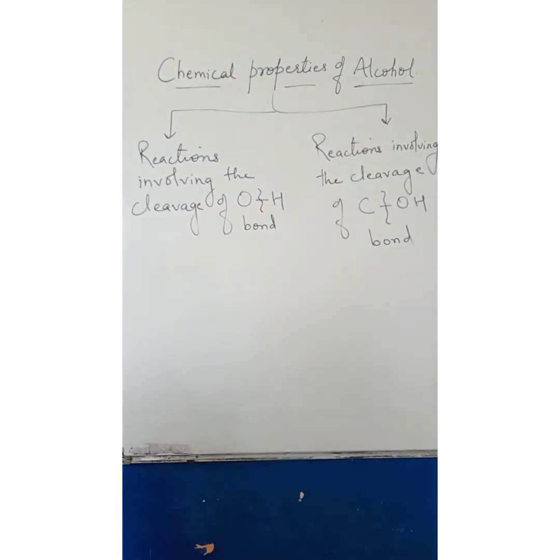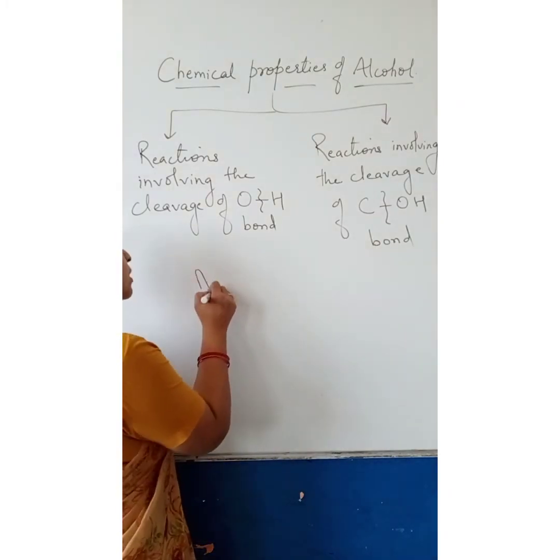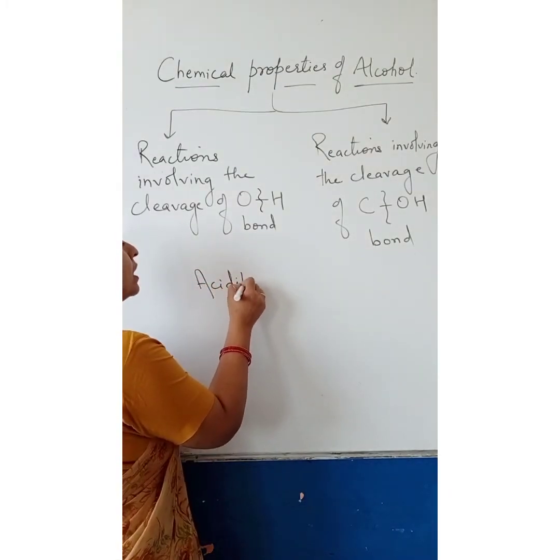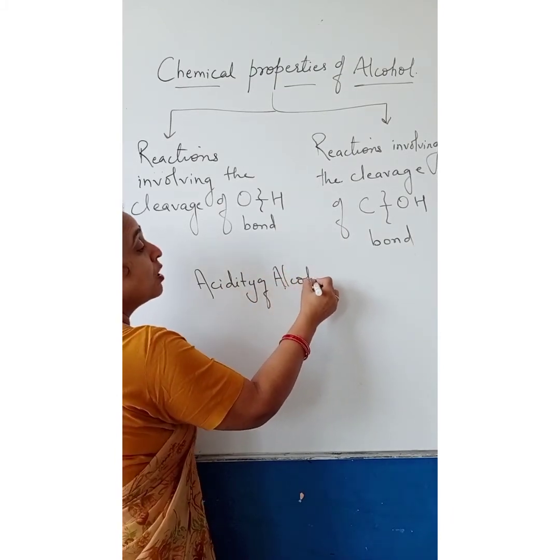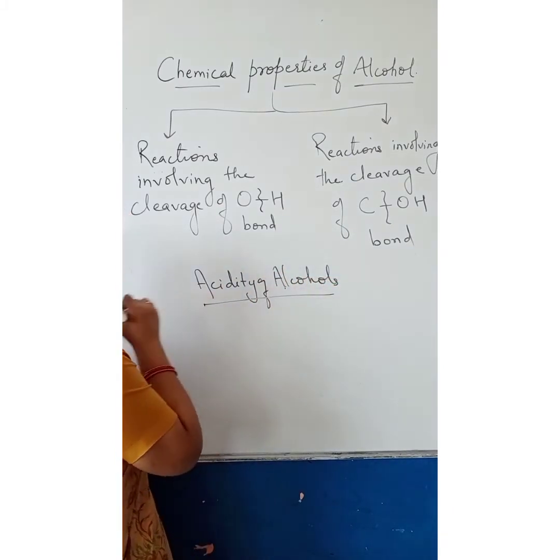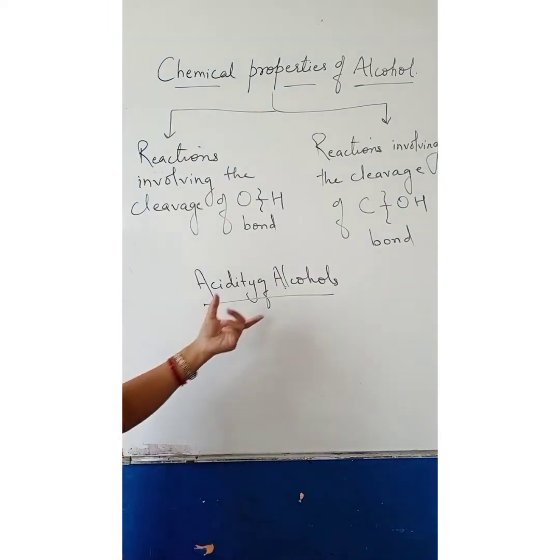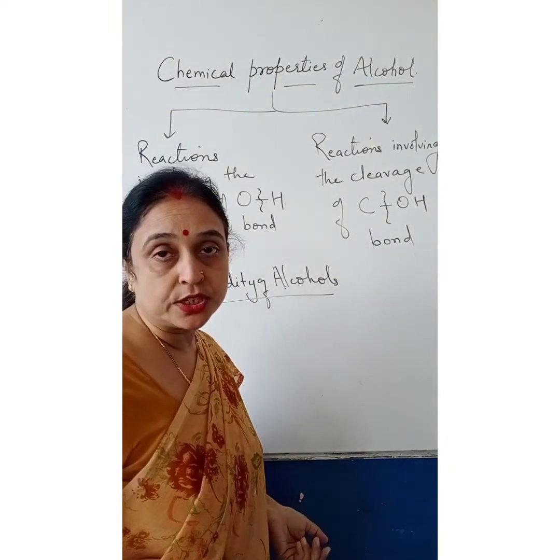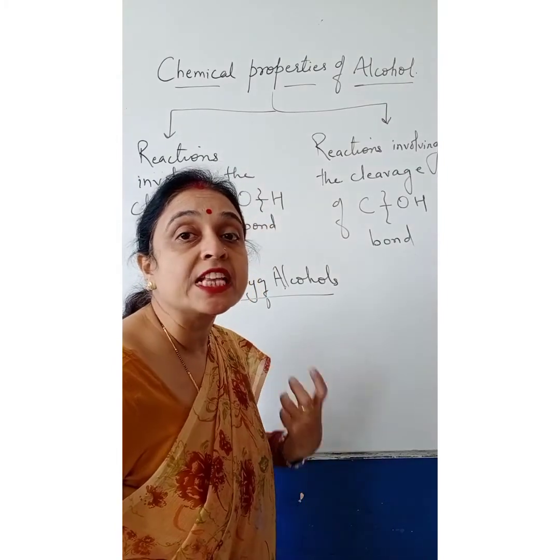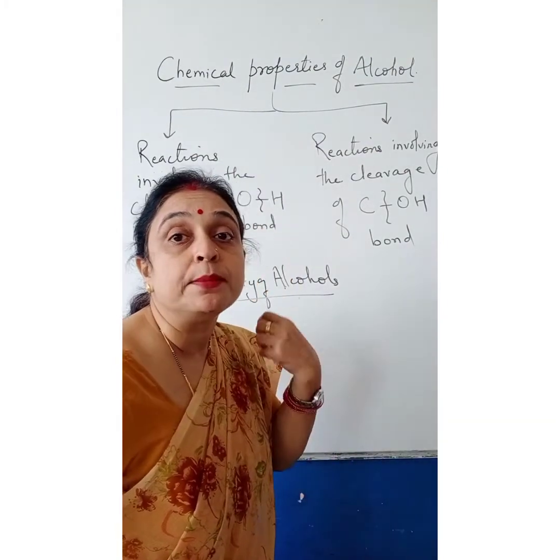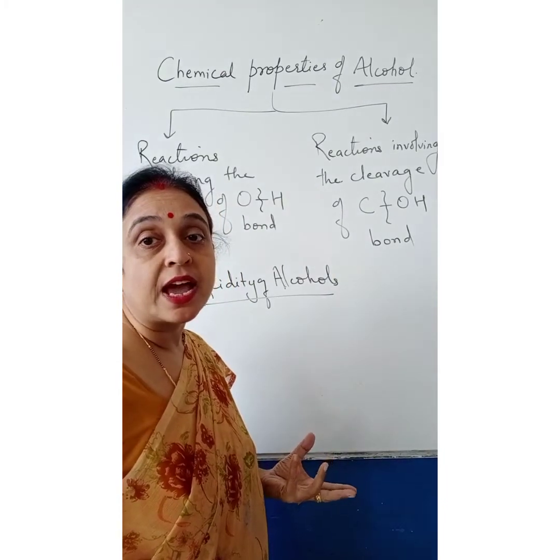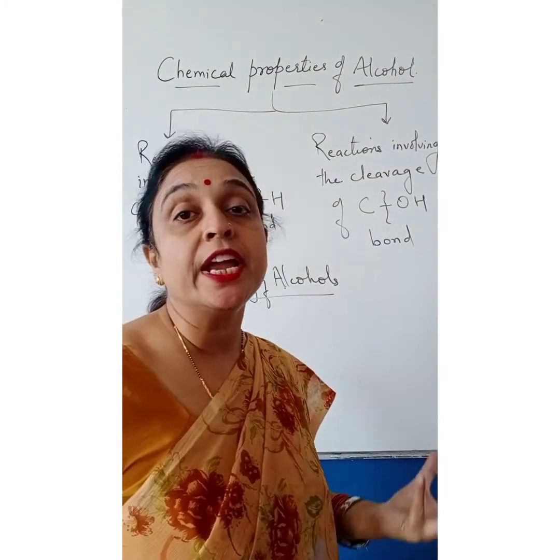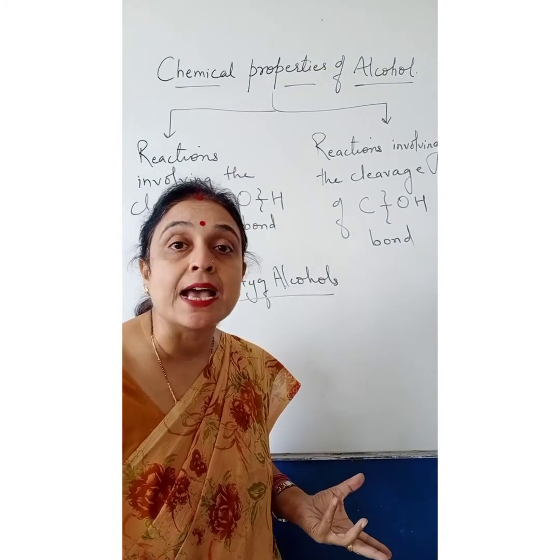But before that, first of all, let us discuss the acidity of alcohols. Alcohols are acidic in nature. Which property makes these alcohols acidic in nature? Alcohols have H plus ions which can be readily donated. And you have studied in class 11 that the compounds which can donate a proton are known as acids.